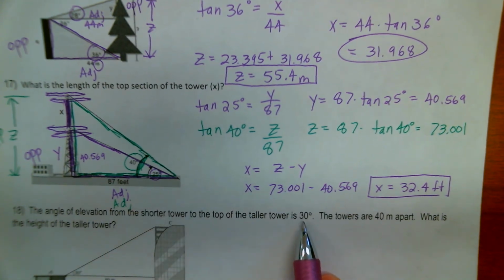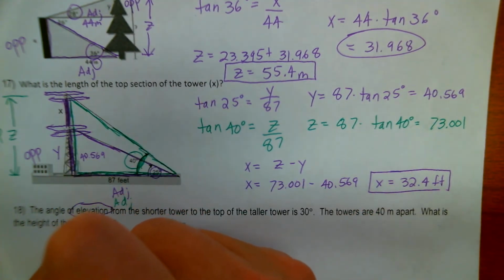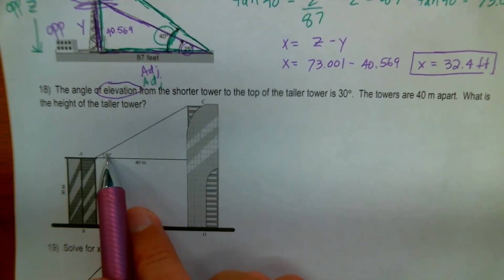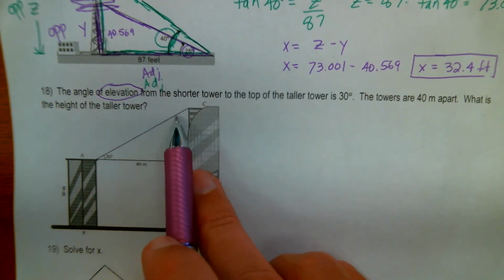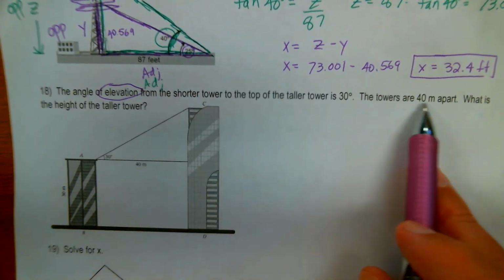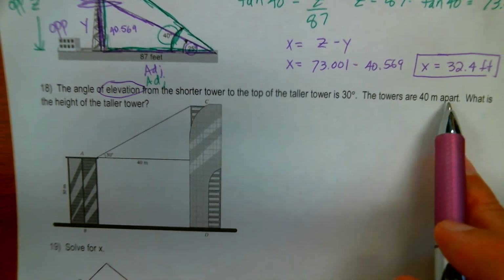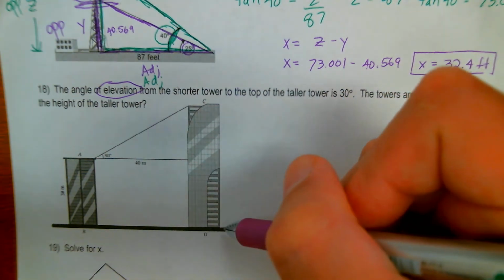All right, 18, the angle of elevation from the shorter tower to the top of the taller tower is 30 degrees. Angle of elevation, so we're looking up. Okay, so we got this 30-degree angle. Oh, sorry, I can't see that. So you got this 30-degree angle for a person standing on the shorter tower. They're looking up at an angle of elevation of 30 degrees. The towers are 40 meters apart from the ground, from the base to the base. They're 40 meters apart. What is the height of the taller tower?